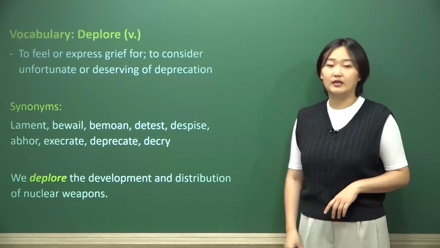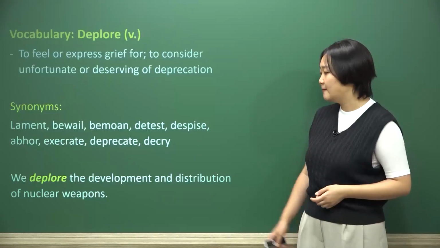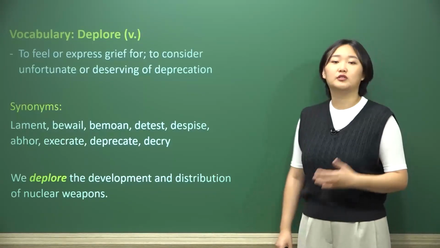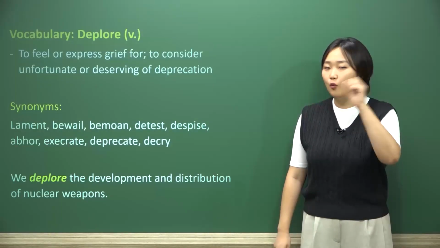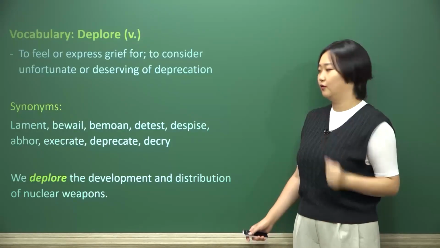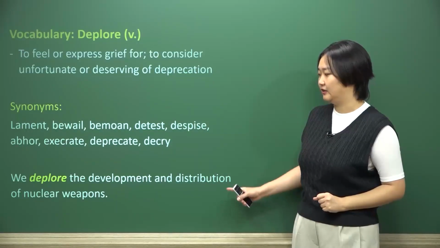We want to express that we are not happy with it. We are sad about it. We're upset about this. Also, we're talking about the development, the creation, and the distribution, the fact that we're sending out to other countries. We don't like the fact that nuclear weapons are still being made. So, you know, oh no, Oppenheimer, you did this to us, right? And so we deplore the development and the distribution.